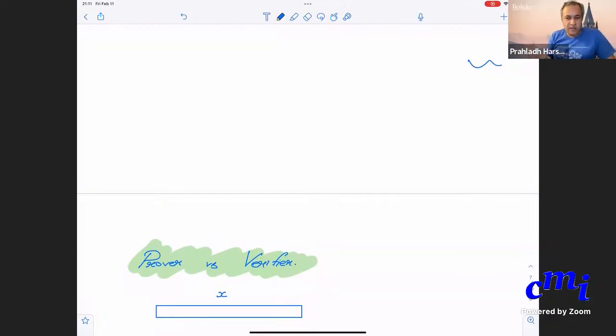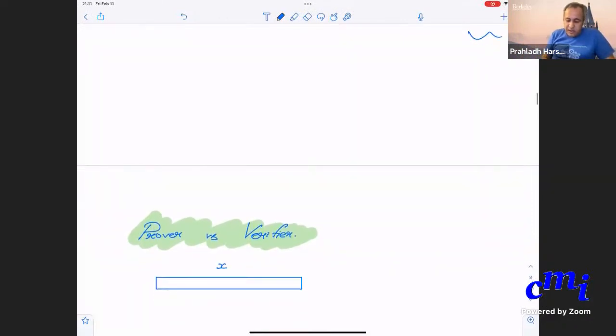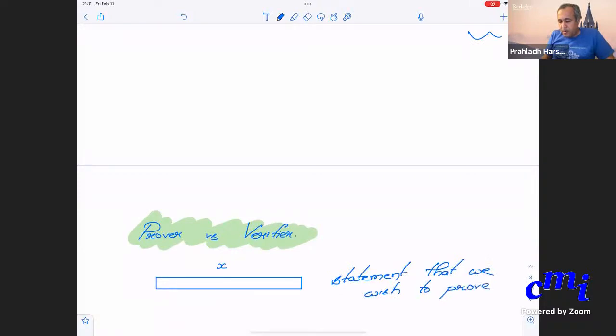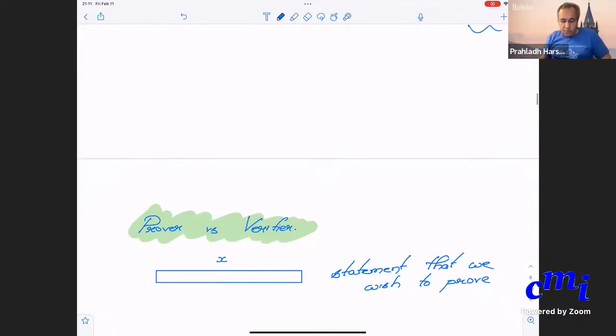So let's try to formalize things a little more. Suppose X is the statement that we wish to prove. This could be any statement that we wish to prove. I'm going to take a computer science viewpoint. X is just a string of bits for now. This could be Fermat's last theorem. This could be the fact that this particular number is composite. Any one of these, it's just one string, and you want to prove this.